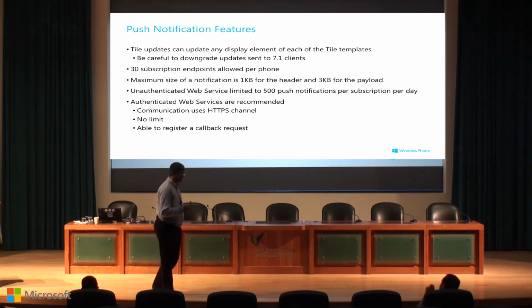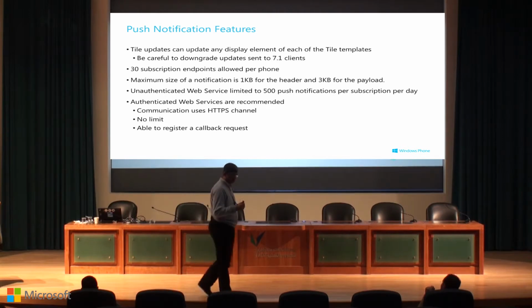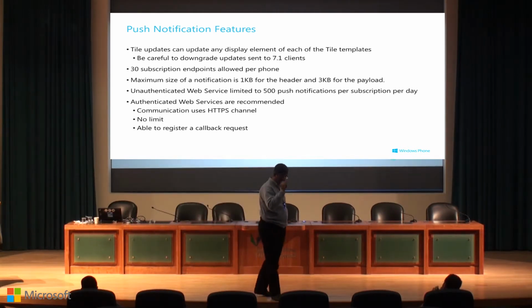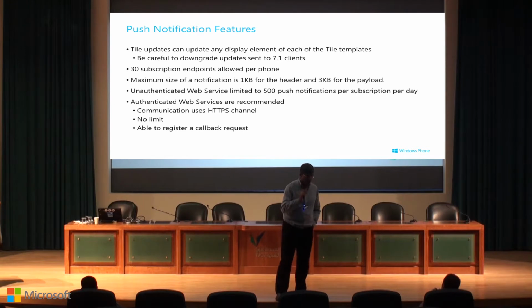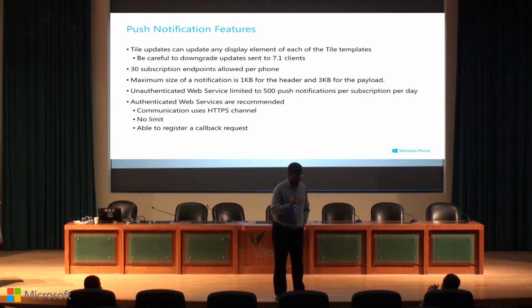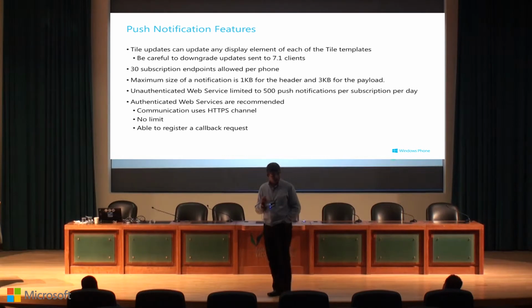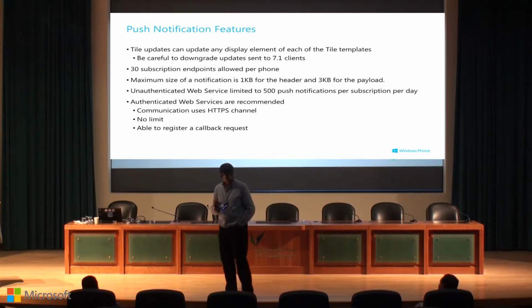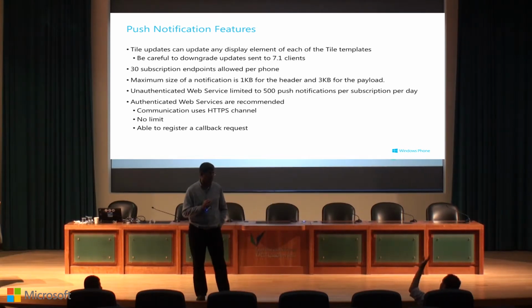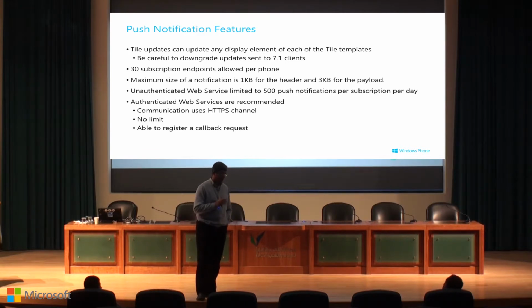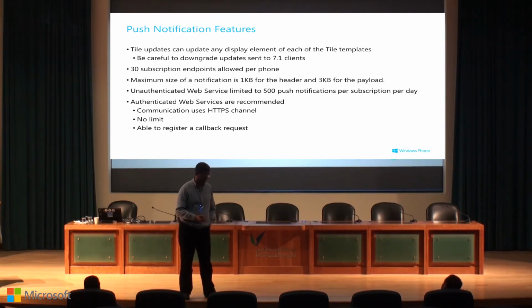What it means is that I can have 30 applications that subscribe, or 30 endpoints, 30 channel URIs that I can create from each phone. If the user downloaded more than that, it will not work. So you have a limit of 30 for the phone. Usually you will create one channel subscription per phone.